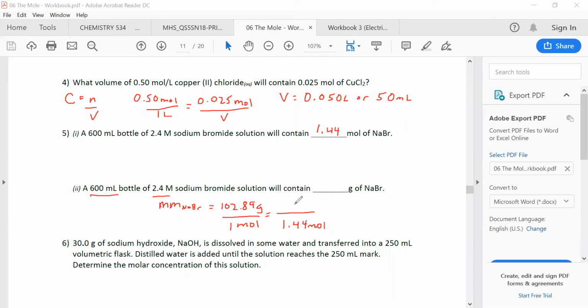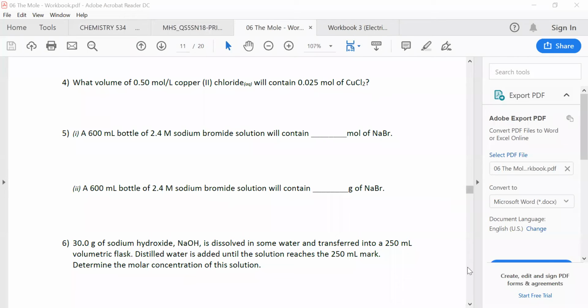When you go to cross multiply this, this is an unknown amount of mass, and the number of grams that you end up getting is 148.2 grams of sodium bromide, or NaBr. If you want to get a chance to copy all this down, make sure that you pause this video at any point in time so that you can just copy all the work. If you have any questions, of course, always feel free to email me.